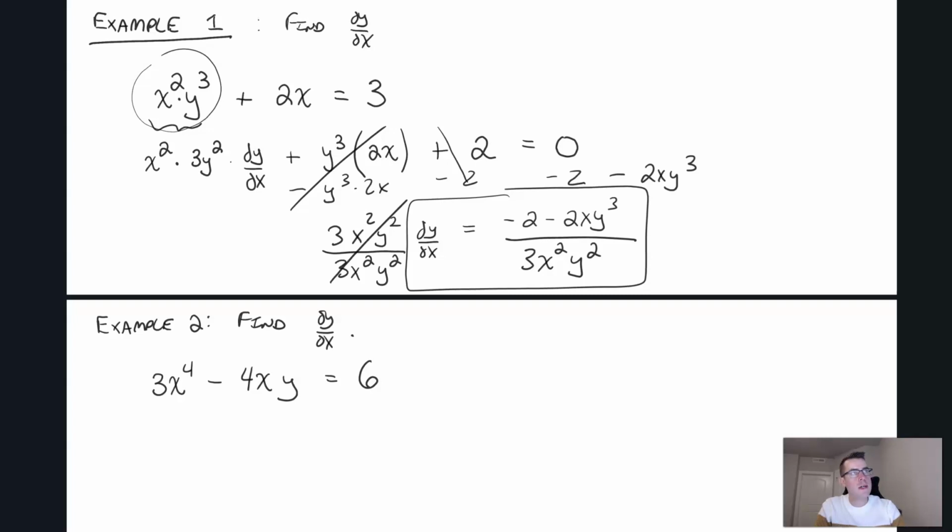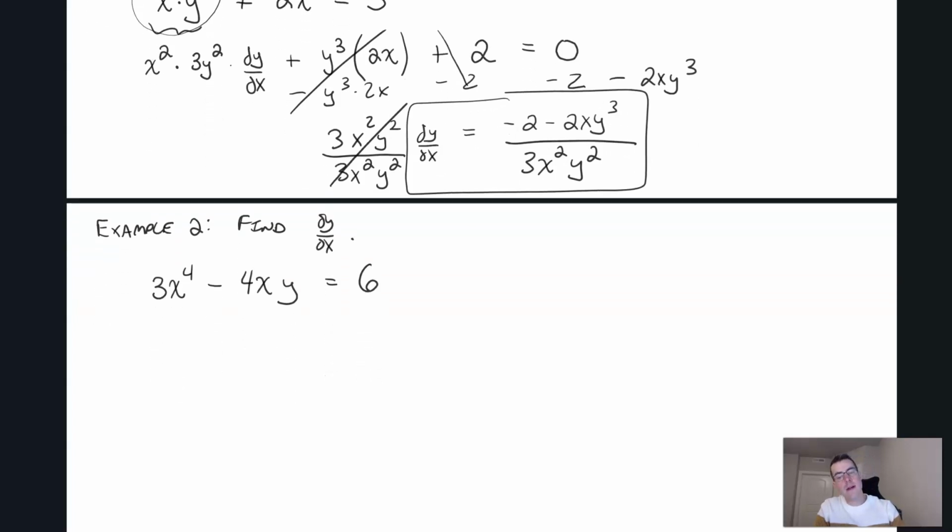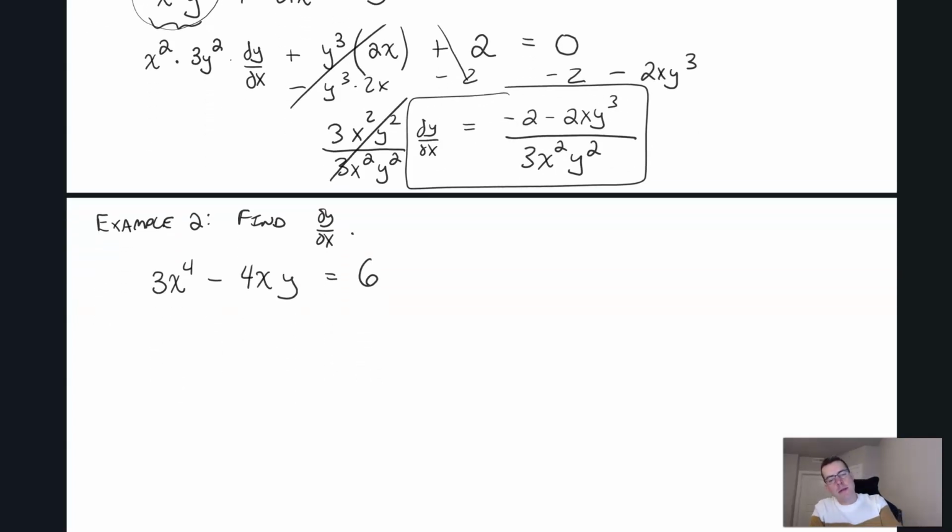Okay, so hopefully you took a second to try that out. So now let's go through this together. What we're going to do here is take the derivative of 3x to the fourth, which would be 4 times 3 is 12, so 12x cubed.